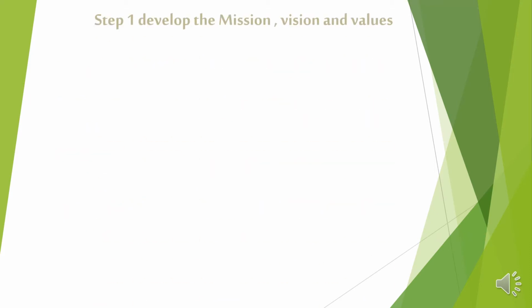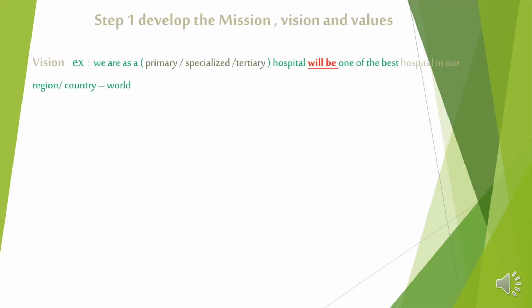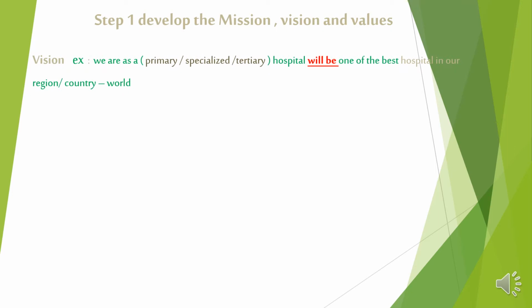Let's give you one example here for the mission, vision, value. Vision, example: we are, and you have to mention, where are you? What's your facility doing? You're a primary hospital, you're a specialized hospital, you're a tertiary hospital, you're a primary healthcare center. Will be one of the best hospitals or PHCs in our region, country, or the world. So my dream is to become the best of my kind. So this is the vision.